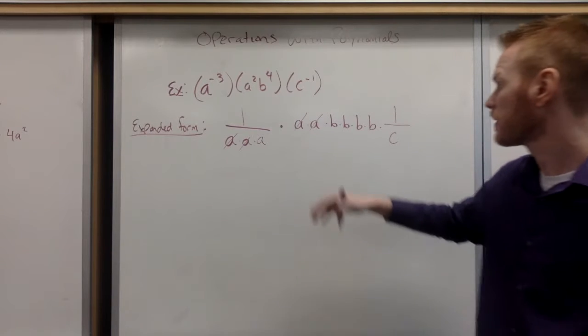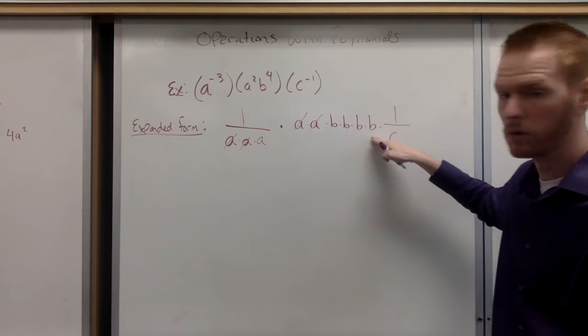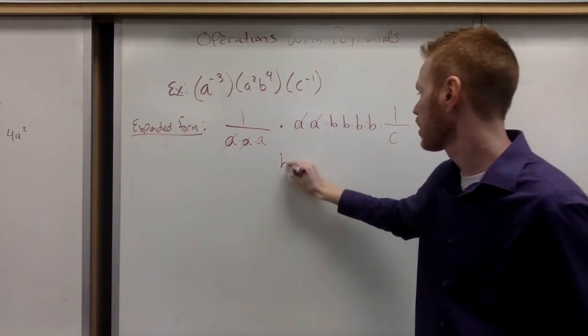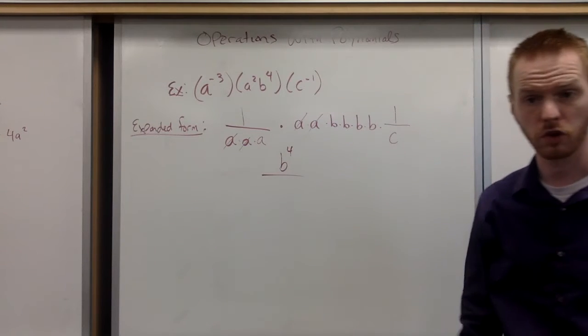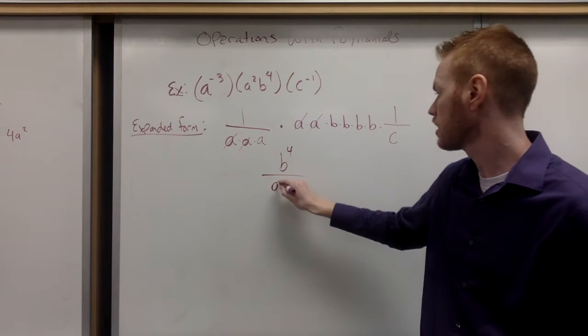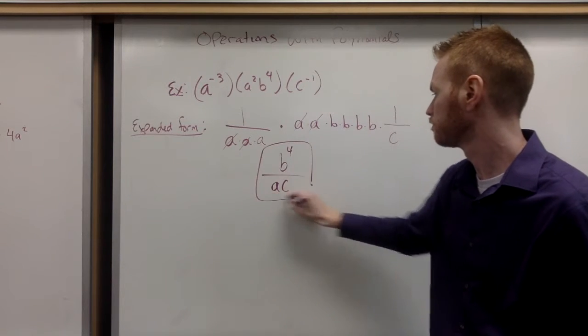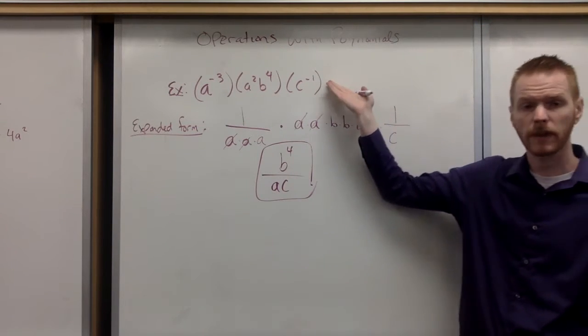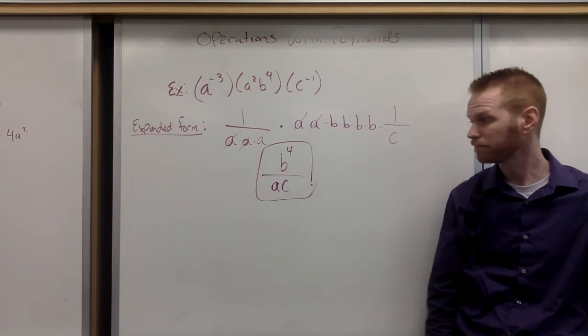Putting it all together, I have 1 times 4 B's times 1 again. I have B to the 4th left in the numerator. In the denominator, I have 1 A here and 1 C, so I get A times C. So if I were to simplify this expression, it would look like this.